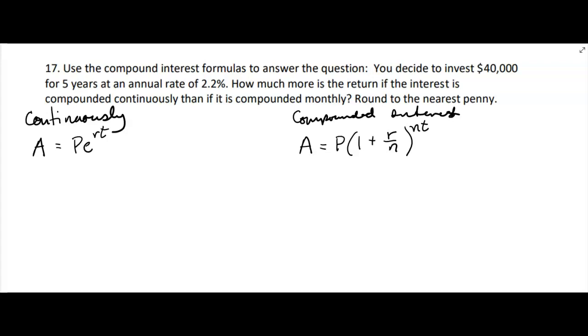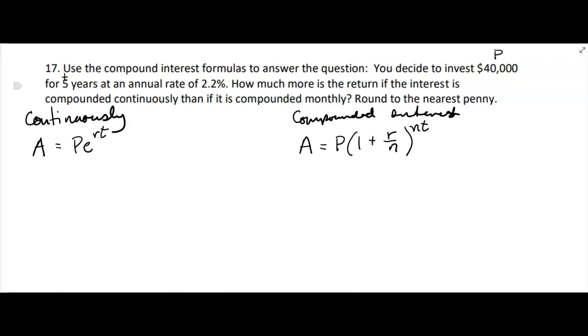R stands for the rate of interest, P stands for the principal, N stands for the number of times you're compounding, and T is the years. Okay, so we'll go through that. Use the compound interest formulas to answer the question. You decide to invest 40,000. Okay, that's the P. For 5 years, that's the T.